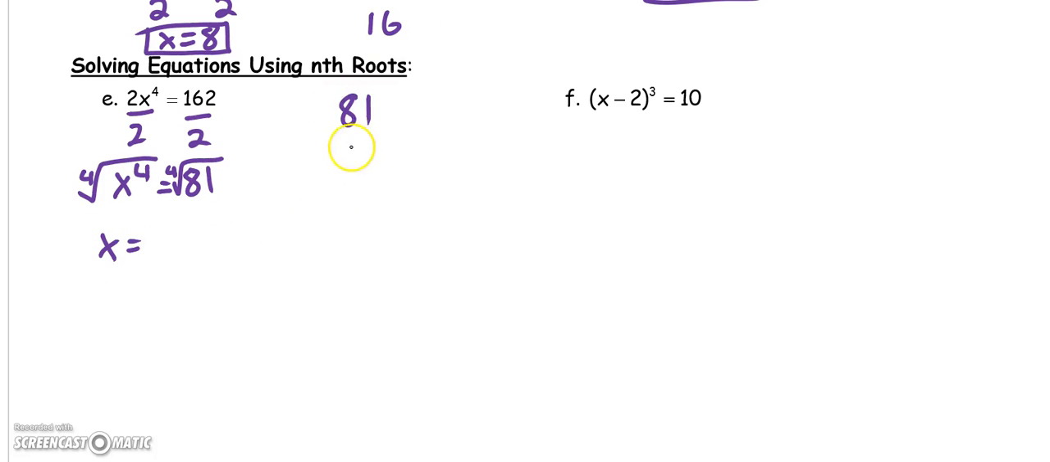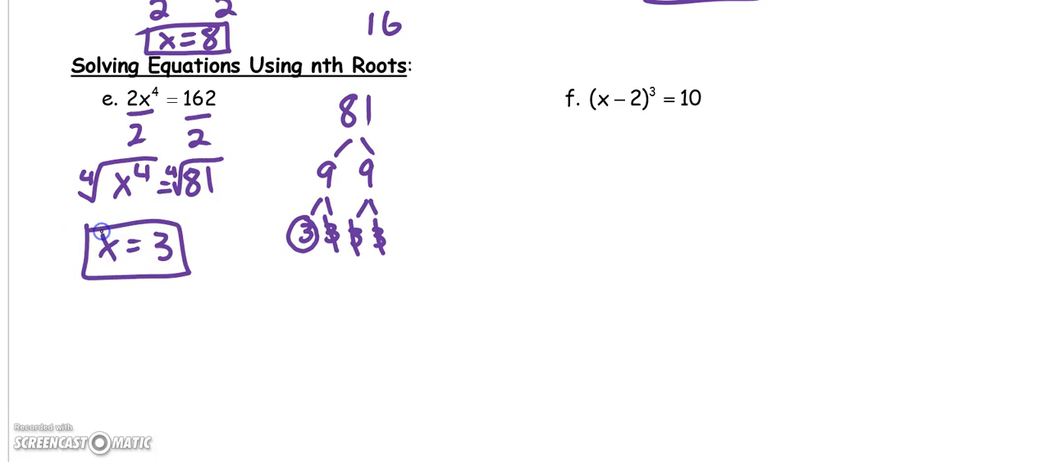Now we want to try to break down 81. So 81 is 9 times 9, which is 3 times 3, which is 3 times 3. Since it's a 4th root, we're looking for groups of 4. So I have 4 3s here. So I can circle 1, cross 3 out. Then there's no leftovers. Since there's no leftovers, that means the 4th root of 81 is 3. And so then that is our final answer.